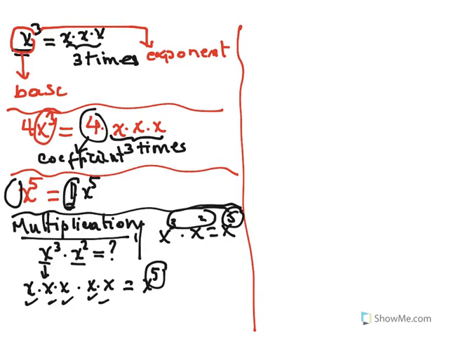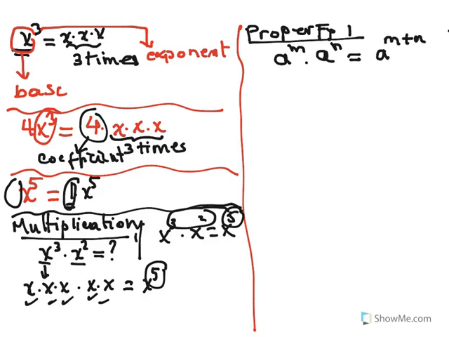So that's the property that we have on page 165, which is property 1, and is the property of multiplication of exponents. And the property says that if I have two exponential expressions with the same base, all I need to do is copy the base and add the exponents. Okay? Alright.